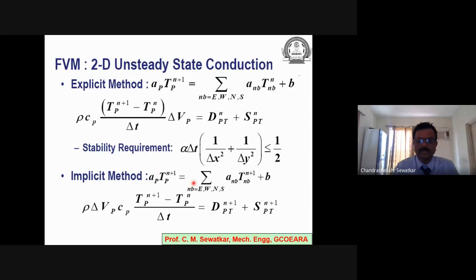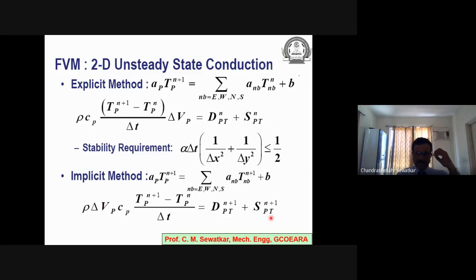There is another method called the implicit method. In the implicit method, we write down the diffusion term at the n plus 1 level. We don't know the temperatures at the n plus 1 level, but we write down the equation. We also write down the source term, S_P T, at the n plus 1 level. The unsteady term is written in the same fashion as we did for the explicit method.